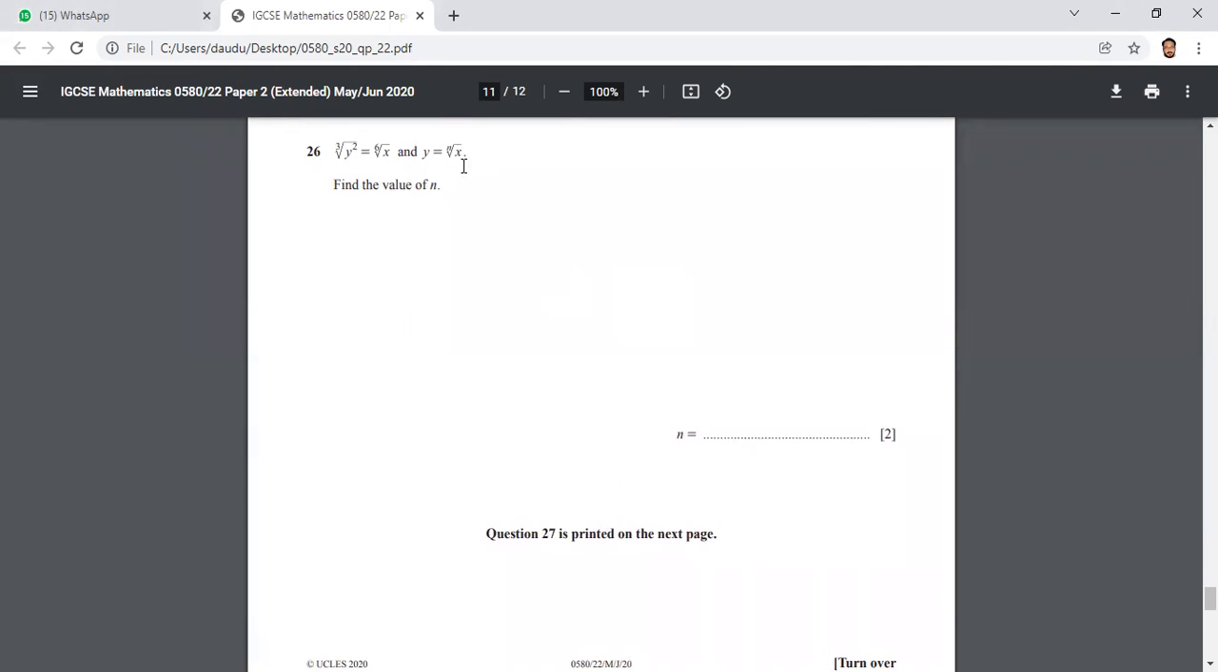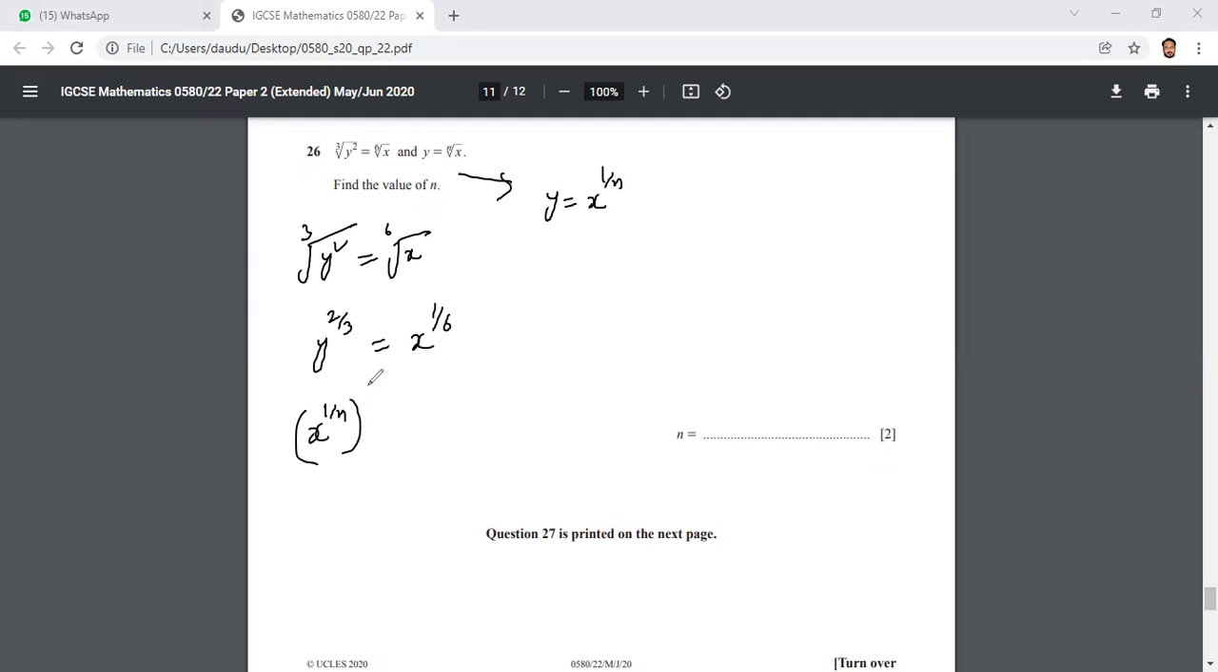They are talking about the value of n. So we can try to compare by using the Indices law. So this is y squared, cube root, and 6th root of x. This is basically y to the 2 over 3 and x to the 1 over 6. And this means y is equal to x power 1 over n. So we can substitute the value of y here, which is x power 1 over n, whole power 2 over 3, equal to x power 1 over 6.